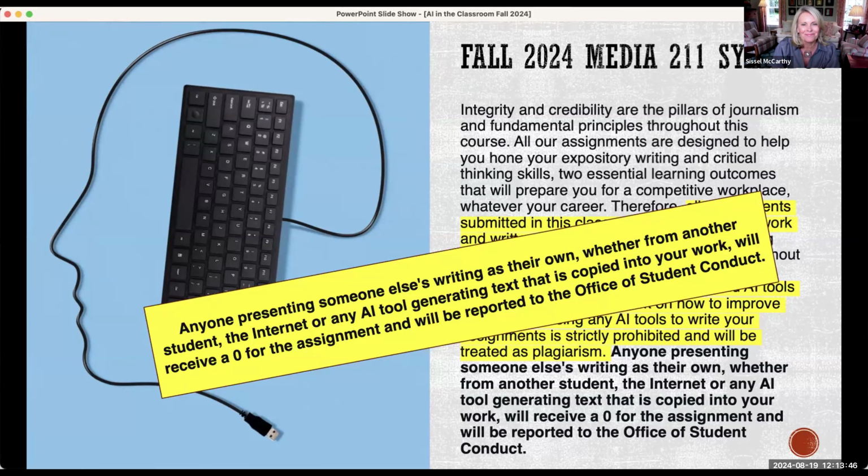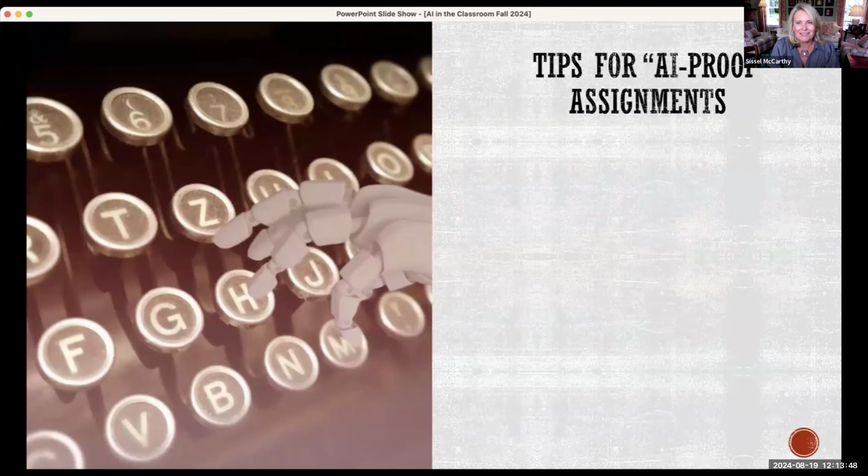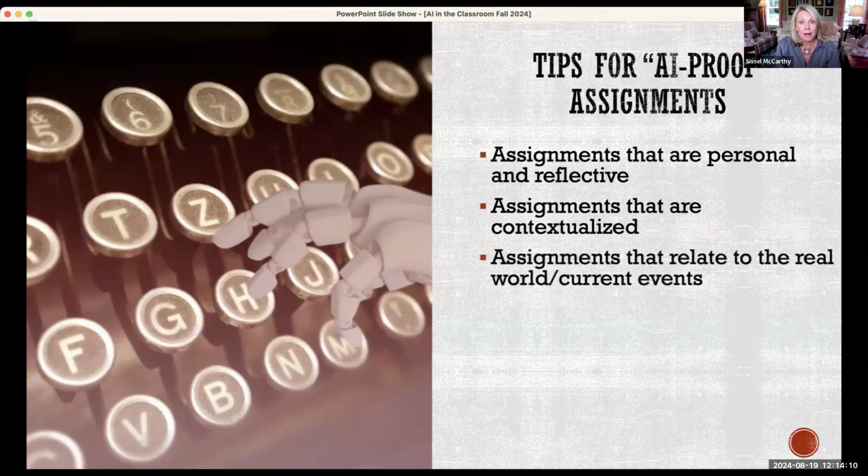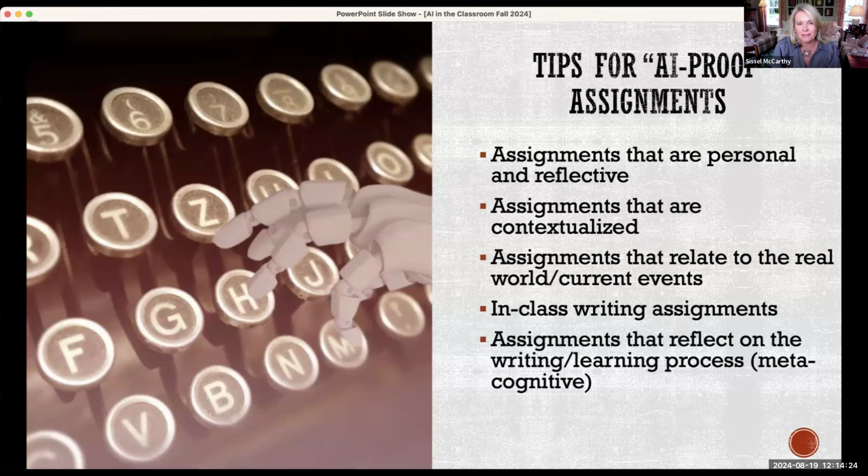All right, next slide. I've also done some research on what kinds of assignments incentivize students to do their own thinking and writing. So essays in which students have to write about personal experiences and reflect on that experience work really well. Assignments that are contextualized, and by this I mean embedding key course concepts in the assignments that make them more relatable and useful, also work well. Assignments about real-world issues and current events, also good. And in-class writing assignments, going back to doing it in class, also a good idea. And metacognitive assignments that reflect their own learning process also work well.